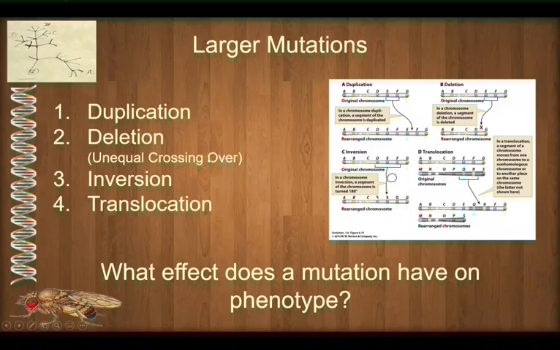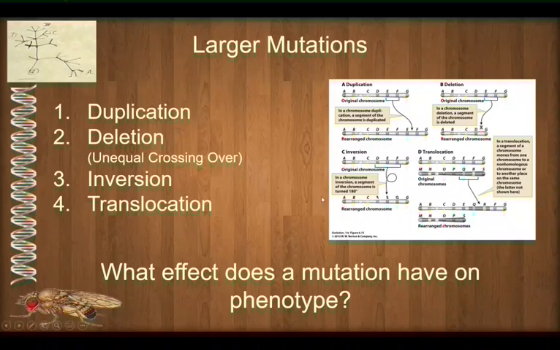Now, if unequal crossing over occurs during meiosis, this can lead to both a duplication in one of the resulting chromosomes and a deletion in the other resulting chromosome. So unequal crossing over occurs when parts of chromosomes swap, but not fairly. And so we're missing material in one of the descendants and have extra material in the other one. And those are important and can have a major impact on phenotype.